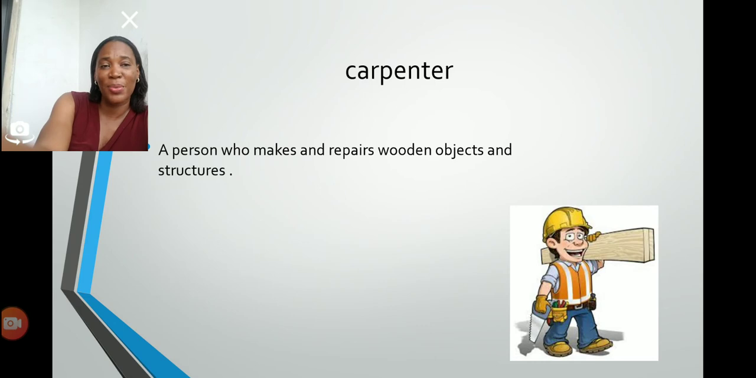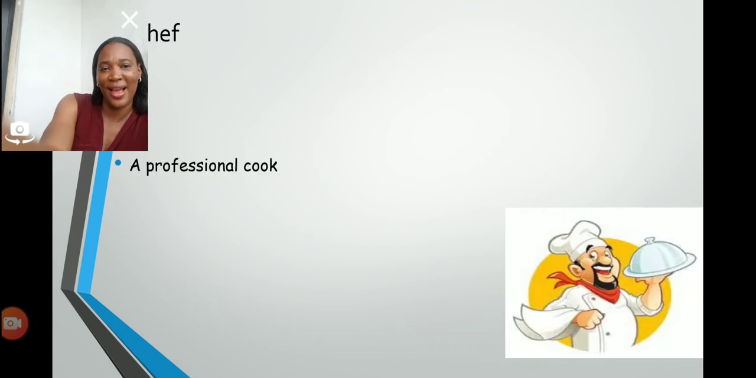The carpenter is spelled C-A-R-P-E-N-T-E-R. And he is the person who makes and repairs wooden objects and structures. The person who works with wood, who repairs or who makes wooden objects and structures is called a carpenter. Carpenter is spelled C-A-R-P-E-N-T-E-R.